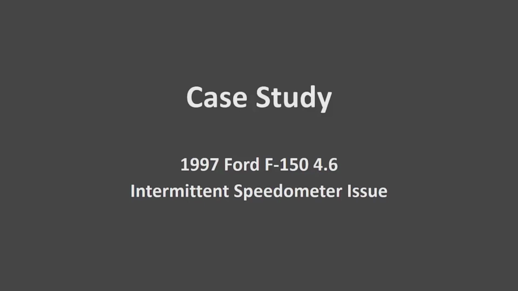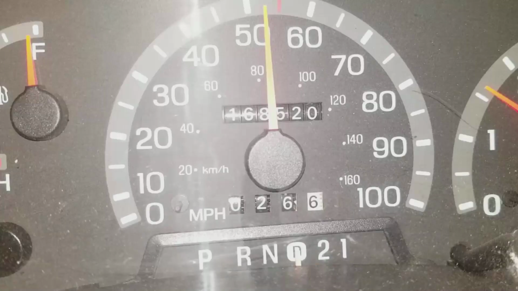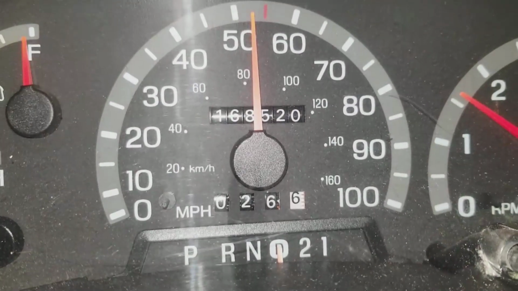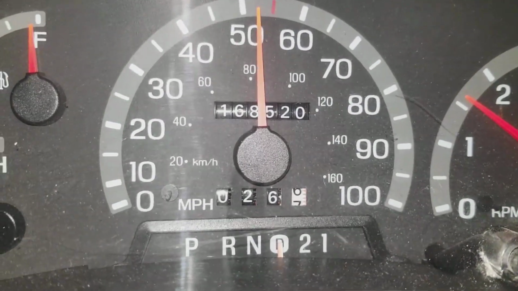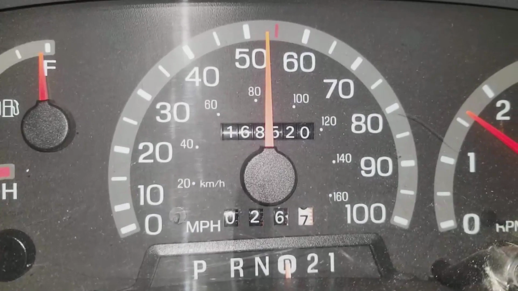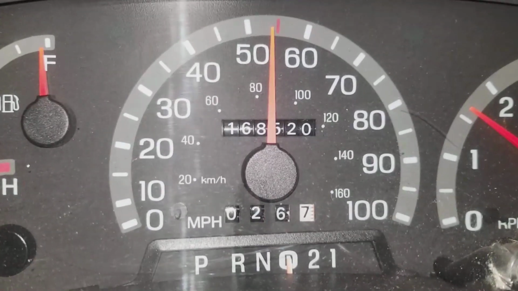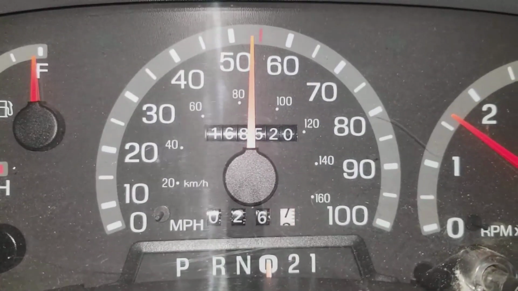I have a case study that will also show you some of the features in the Pico software. This is an intermittent speedometer issue on an F-150. So let me just give you an idea what this thing is doing here. As you're driving down the road, you'll see the speedometer kind of drops out. And it does get to the point eventually where the speedometer drops all the way down to zero sometimes.